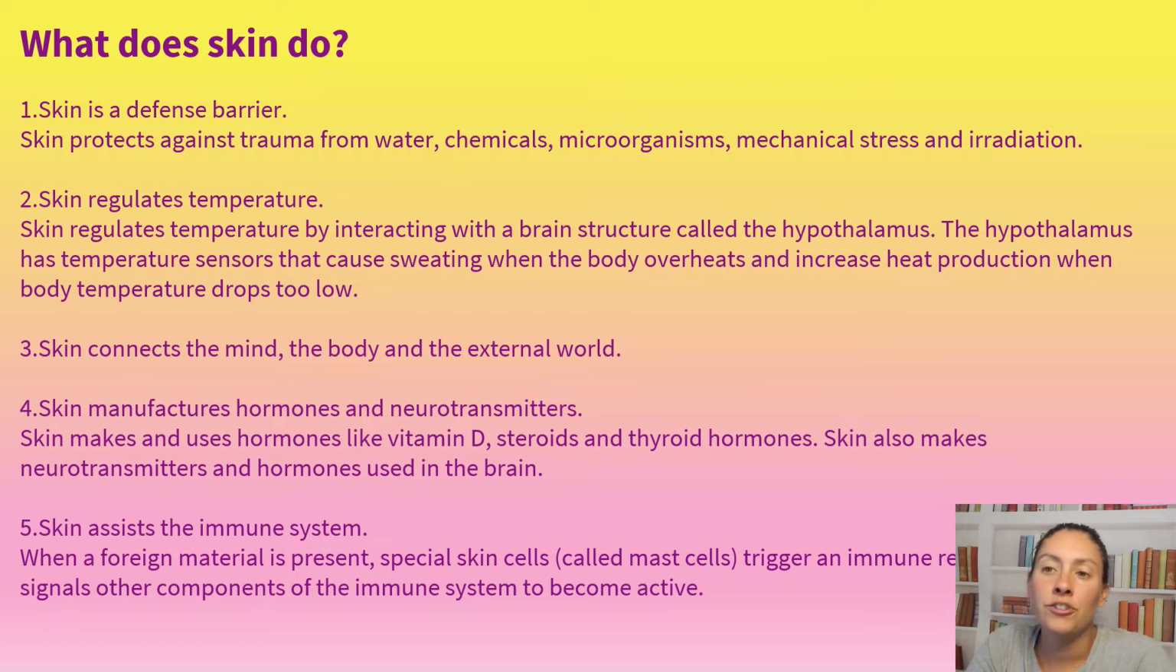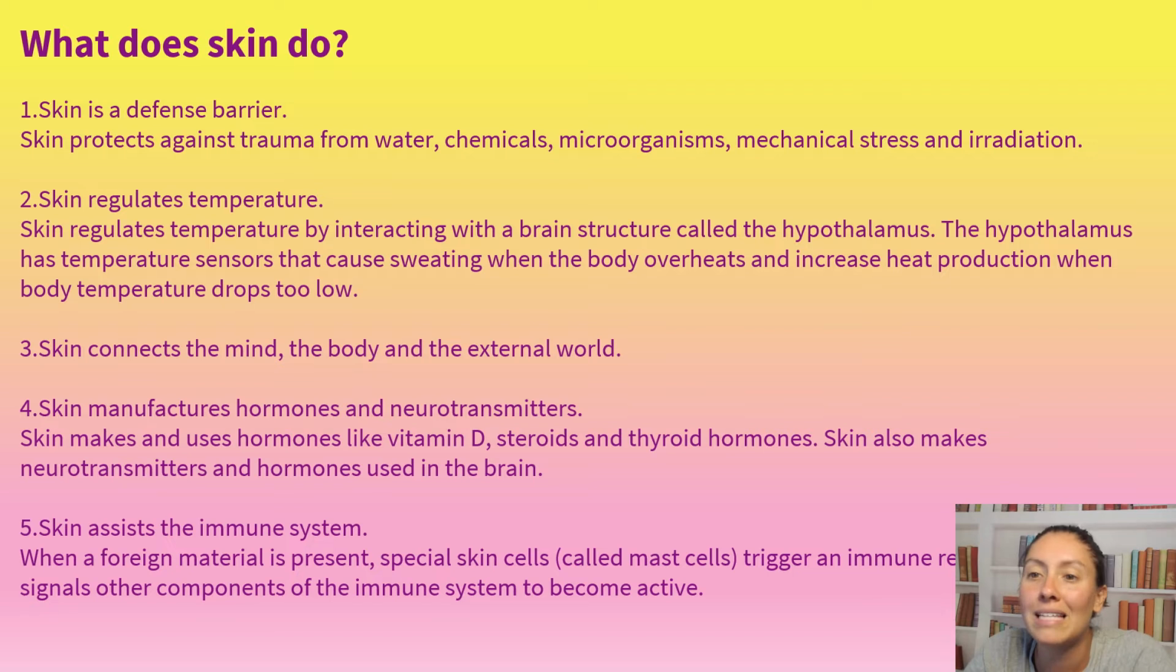So what does our skin do? The skin is a defense barrier. The skin protects against trauma from water, chemicals, microorganisms, mechanical stress, and irradiation. Skin also regulates temperature. Skin regulates temperature by interacting with a brain structure called the hypothalamus.